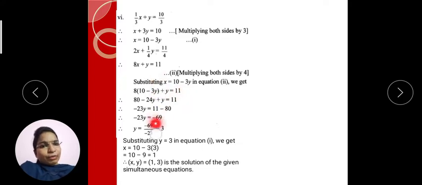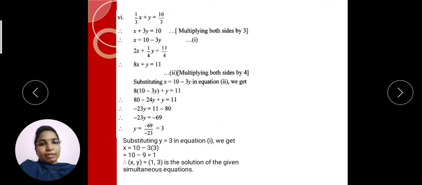And after calculation, now how to calculate? Firstly solve the bracket, then add the like terms, and then shift the number and you will get the value of the variable. So y is equal to 3. Now substituting y is equal to 3 in equation first because it is a simple one.